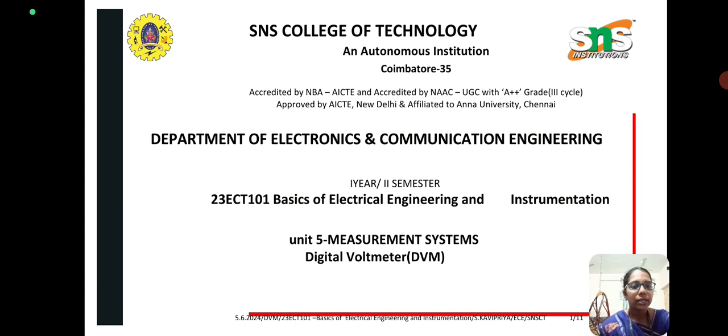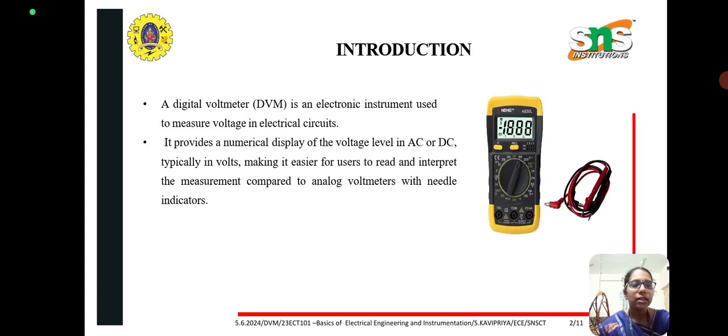Today I am going to discuss the topic digital voltmeter. So first, what is a digital voltmeter? A digital voltmeter is an electronic instrument. It is used for measuring the voltage in electrical circuits. It provides a numerical display of voltages in AC or DC. The voltage is measured in volts.